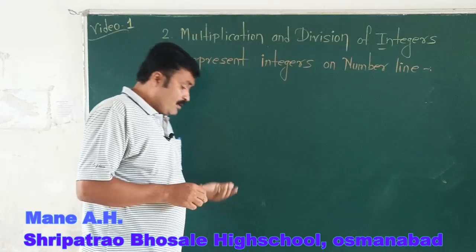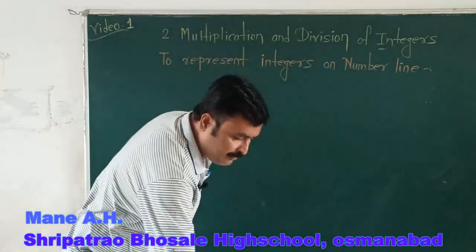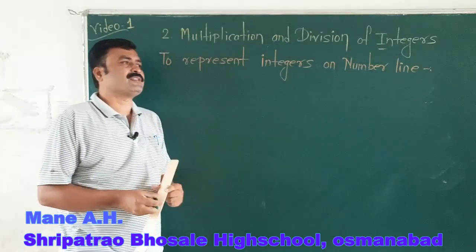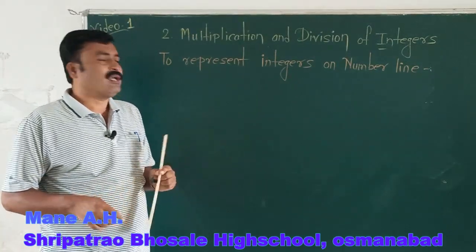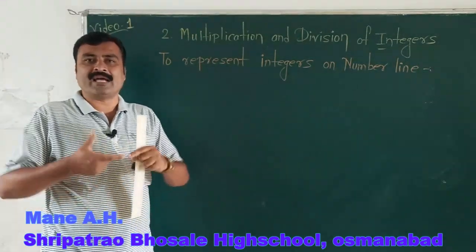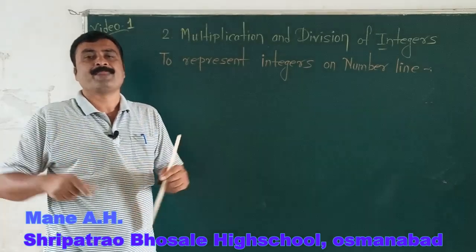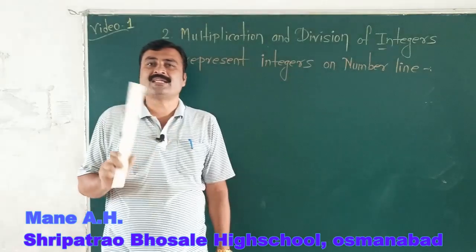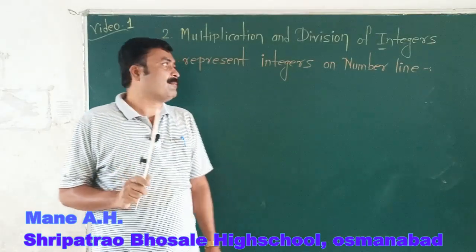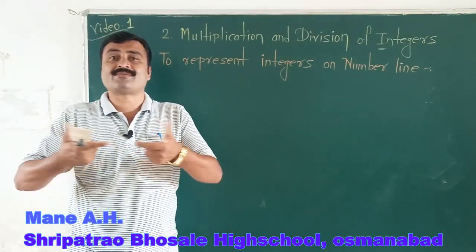Now to represent a number line, it is compulsory to use our scale. Now in our geometry we draw a figure of a line, and the figure of a line is always drawn by using a scale. So the number line should always be straight.